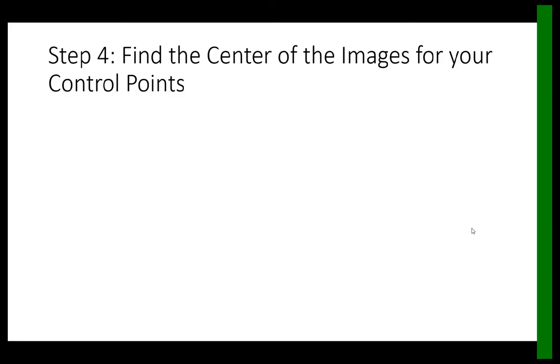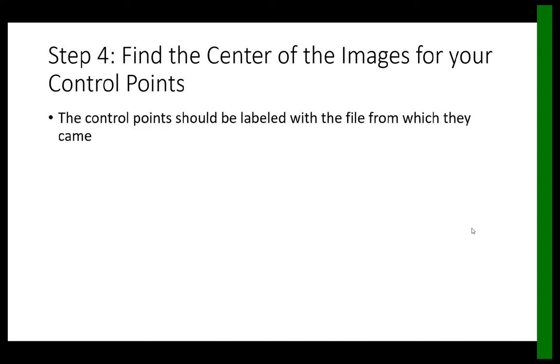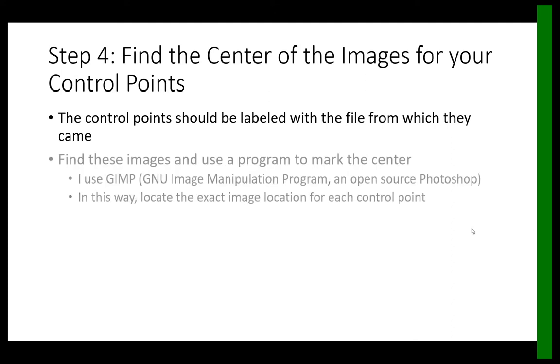Now that we know what control points we want to use, we want to find the center of the images for those control points. The control points should be labeled with the file from which they came, so you should be able to find the original images for each of your control points. So you want to find these images, and then you want to somehow mark the center. Now you can sort of estimate where the center is, but if we're trying to be precise, let's mark the exact center because we assume that's exactly where the coordinates for that control point should fall.